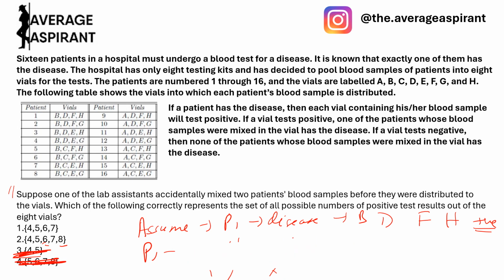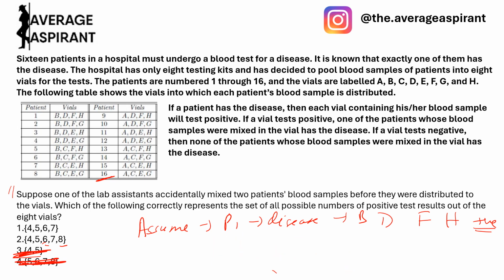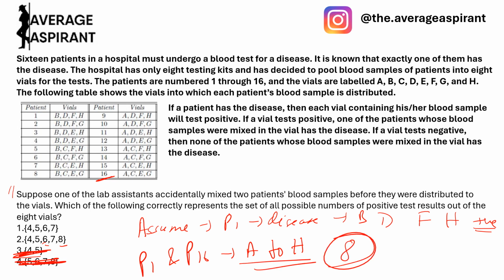Now BDFH has the disease. What is left? A is left, B is there, C is left, D is there, E is left, F is there, G is left. So is there someone with ACEG? Yes, there is patient number 16. So if we mix P1 and P16, A to H, all of them will have the disease, 8 vials. So 8 is possible and option 1 is not our answer. Option 2 is our answer.